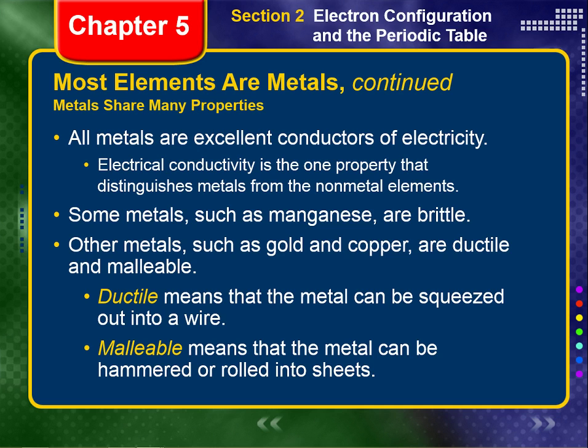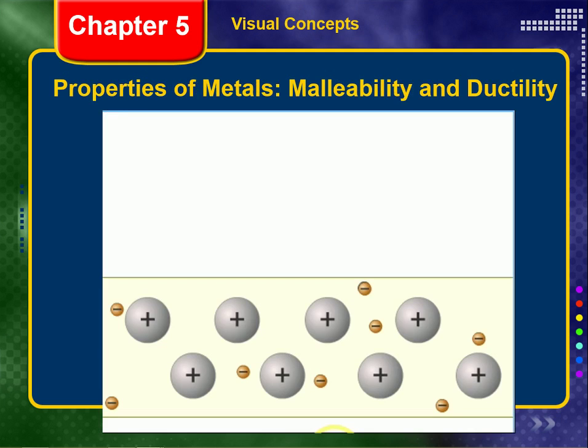Some metals, like manganese, are very, very brittle, however. Other metals, such as gold and copper, are ductile and malleable. When I say ductile, it means that the metal can be squeezed out into a wire, right? It can be drawn out into a wire. When I say it's malleable, it means that the metal can be hammered or rolled into sheets without breaking. It simply smooths or flattens into a sheet.